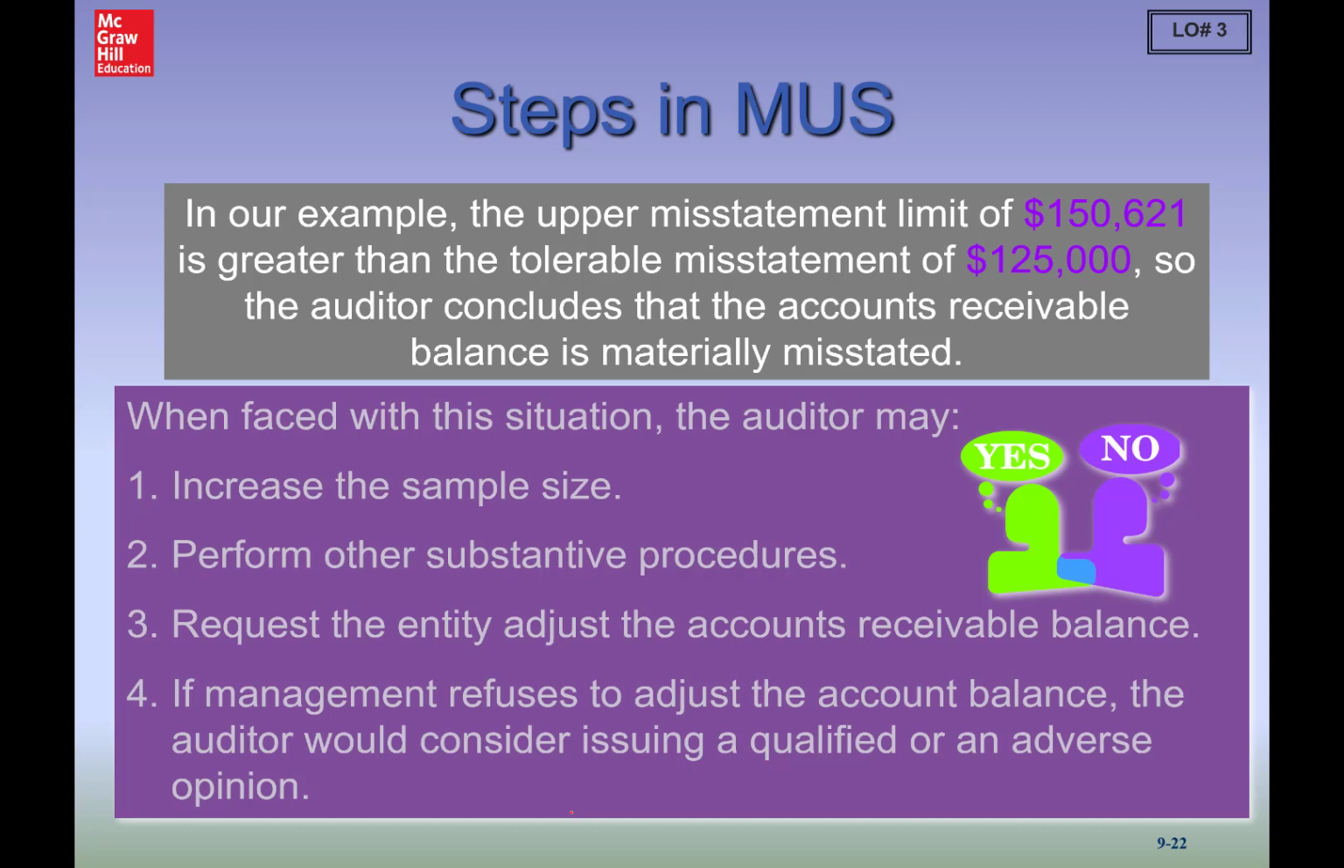But understand that we have those different factors affecting our sample size. Those would be used to determine a sampling interval and figure out the error in that interval, and then we would use that to project an upper error limit. If the upper error limit is more than my tolerable misstatement, I'm going to have to react to that, right?